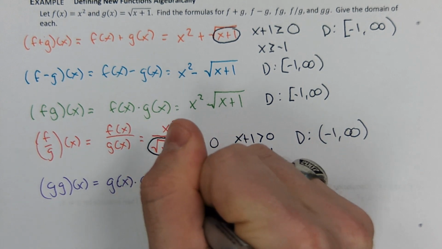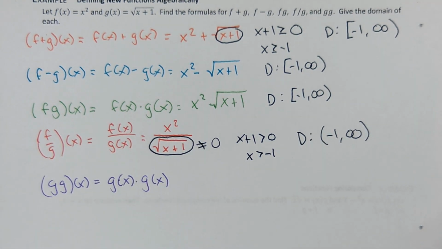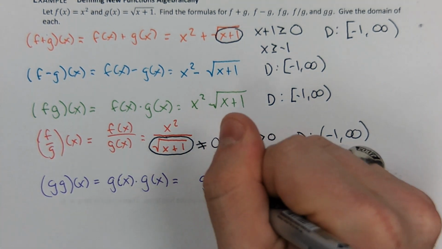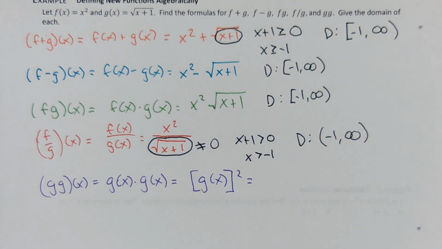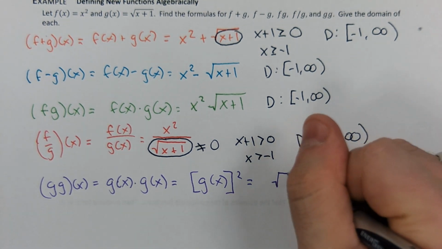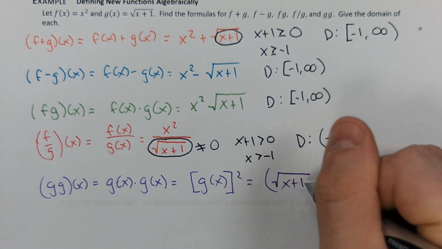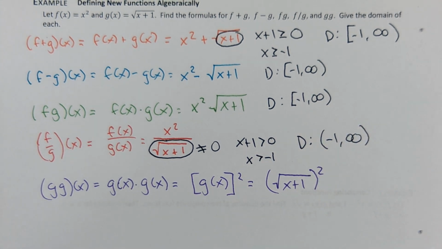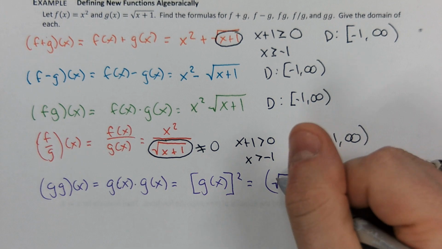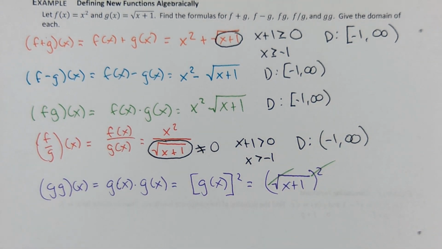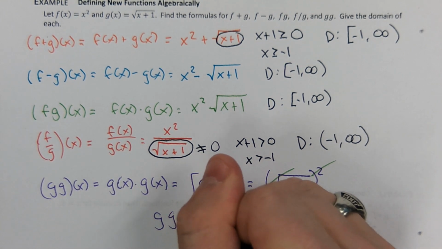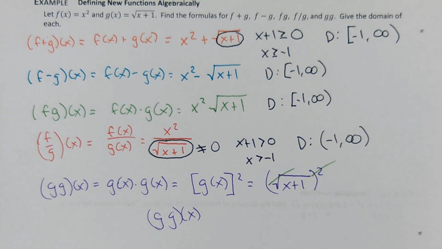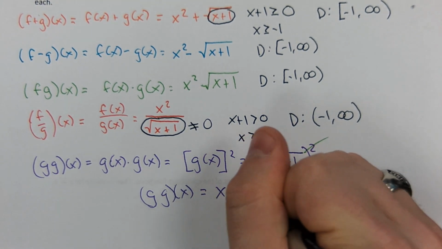Now, wait a minute. When you multiply something to itself, what is that telling you to do? Square it. So this is actually saying whatever your g of x is, square it. Fine. Let me take my g of x and let me go ahead and square it. Oh, look. Squares and square roots cancel each other. GG of x, it would be written like that. GG of x is just x plus 1.